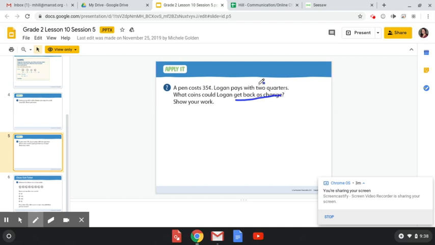So the first thing I'm going to think to myself is if a quarter is 25 cents and I have 2 of them, that must mean that Logan paid with 50 cents. We know that in subtraction, the bigger number always goes on top. So that means that the equation that we're going to use to solve this problem is 50 minus 35.